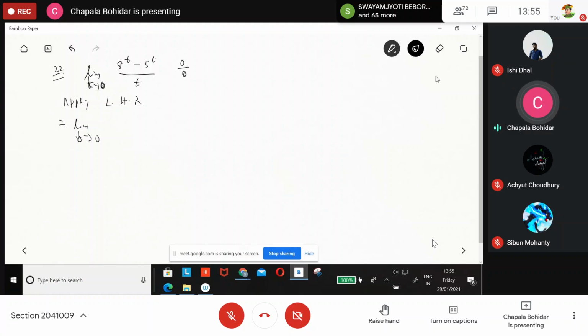So what you get? The derivative of this is your numerator, 8 power t ln 8, then it is 5 to the power t ln 5, then it is divided by 1. Clear? So it is limit t tends to 0. What we get? We get only ln 8 minus ln 5. That is ln 8 by 5.